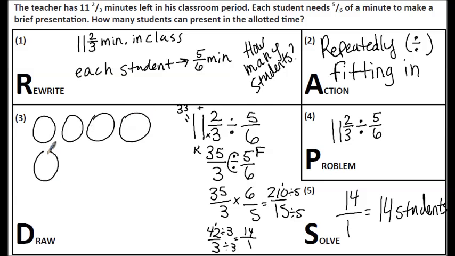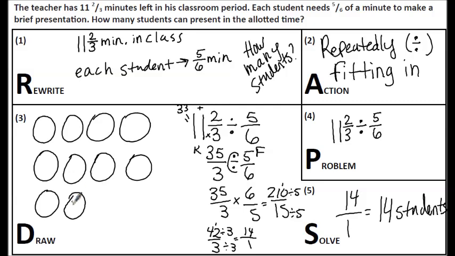Let's switch up our picture a little bit. Let's try circles. It doesn't matter what shape you use or what method you use, as long as your fractions are represented appropriately. So I have 1, 2, 3, 4, 5, 6, 7, 8, 9, 10, 11, and 2/3 of a minute left in class. So I don't have that last third of a minute. So I'm going to cross that out because I don't have that. And I want to see how many times I can split it up into 5/6. So I'm going to split that last piece into 6.